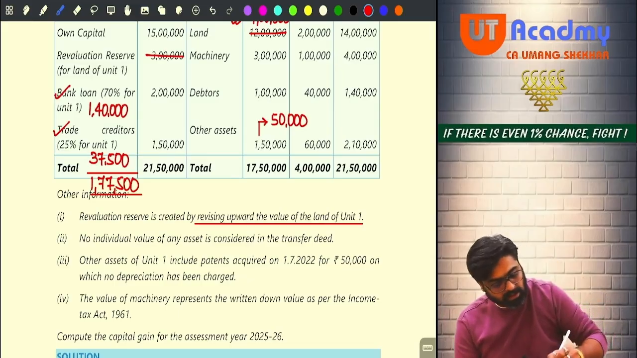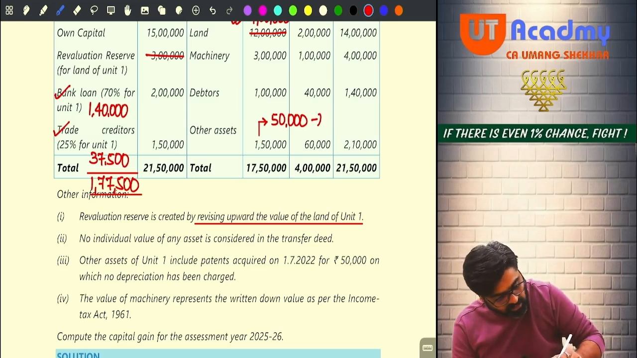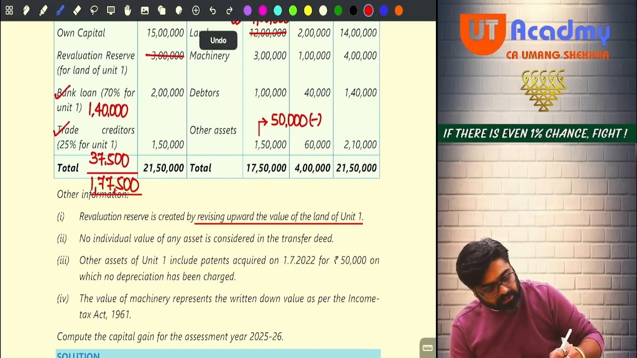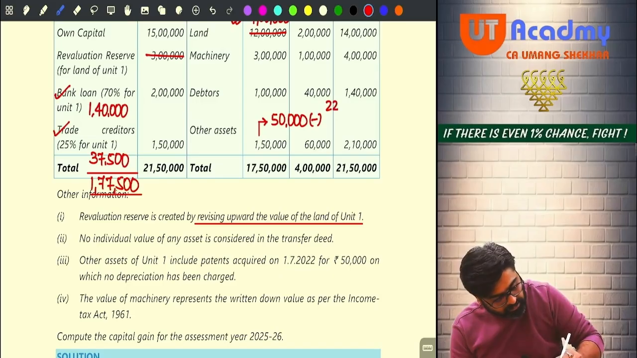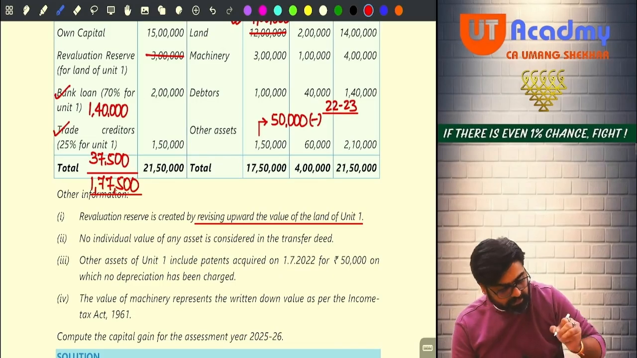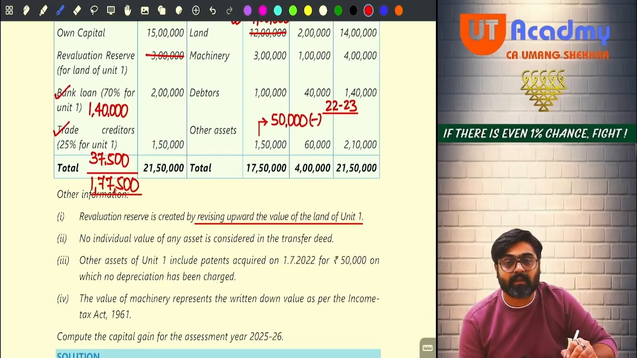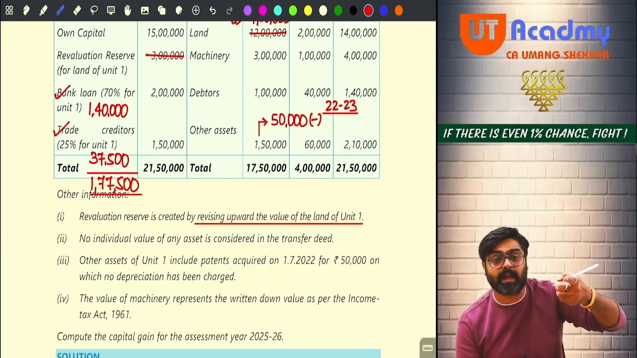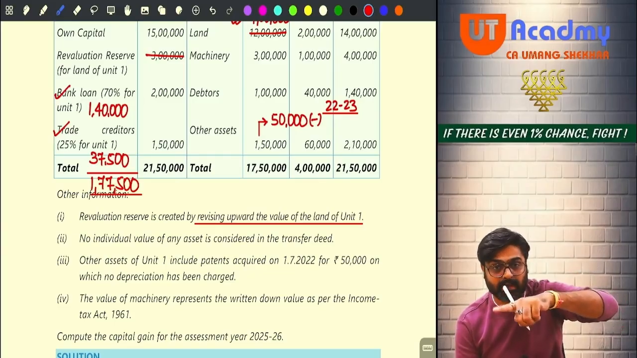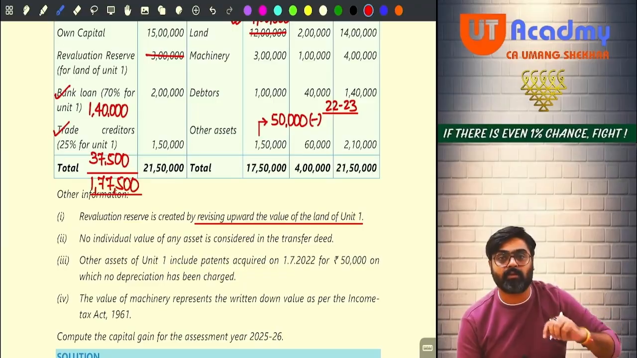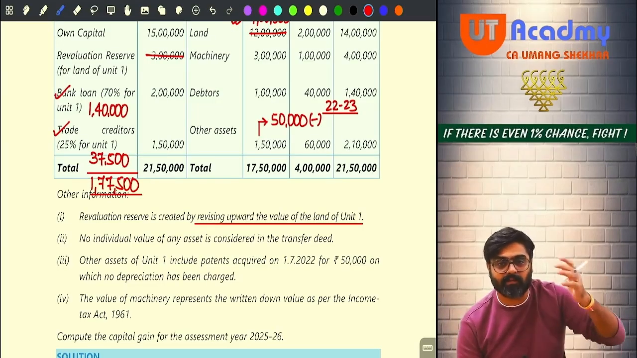So from 50,000, I will reduce the depreciation for the first year, 22-23. So what was the depreciation which I charged in 22-23? In 22-23, I would have charged 25% depreciation, because for intangibles under the head PGBP, the 25% depreciation rate is there. And that 25% I would have fully charged, because that was the first year of the patent, and in the first year the patent was used for a period of 180 days or more. 1st July it was bought, sir. 1st July to 31st March.